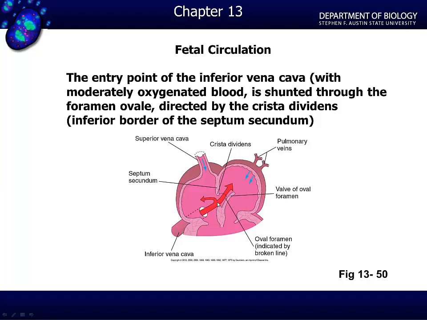High pressure blood to flow directly into this area of the foramen ovale, directed not just by the flow, but also by the contours of this end. And we refer to this as the crista dividens. This is going to play a functional role as well.